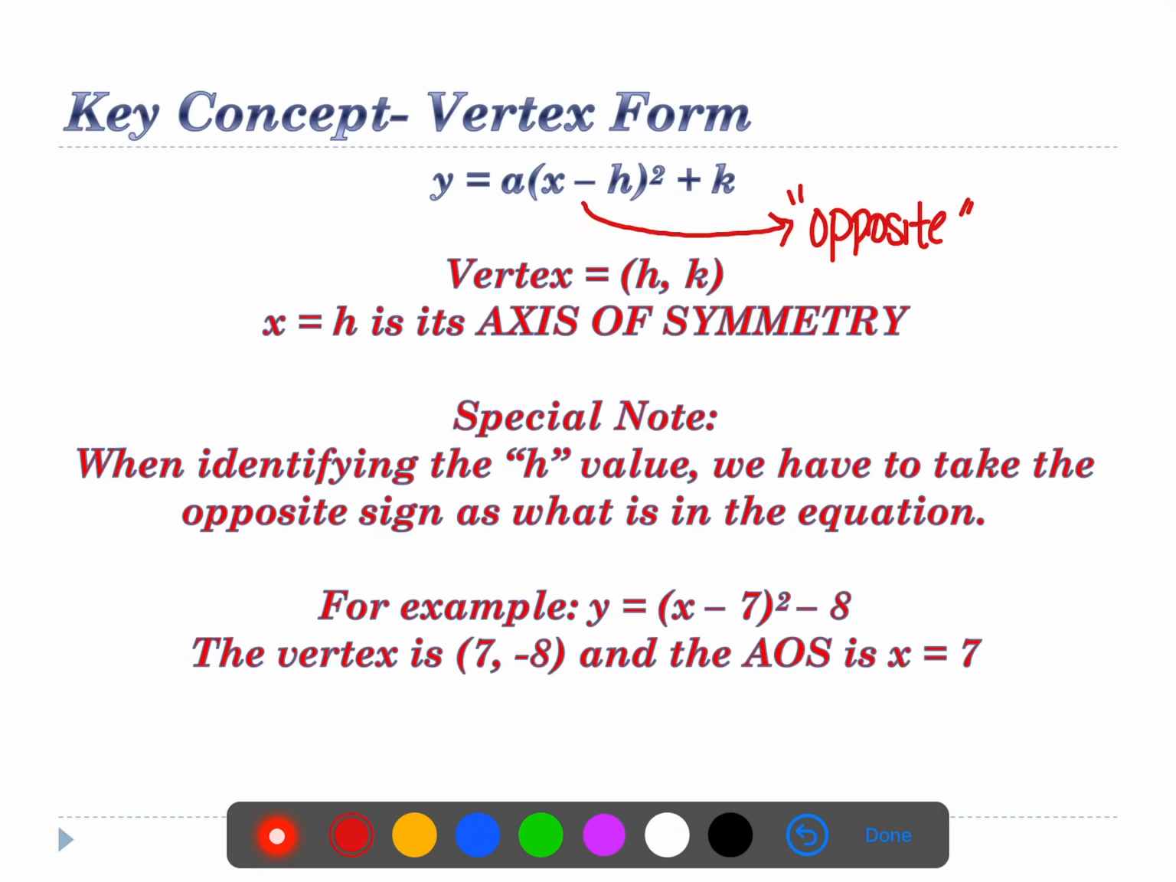So when we take the vertex of an equation out of vertex form, we take the opposite of that number in the parentheses. So we look at this example on the bottom. It says (x minus 7) squared minus 8. The vertex there is really a positive 7 comma negative 8, because we take the opposite of that inside value. And then you see that the x value in the vertex matches the x value of our axis of symmetry, and we've known that for a while now, way back to 8.1 when we first learned how to graph quadratics.